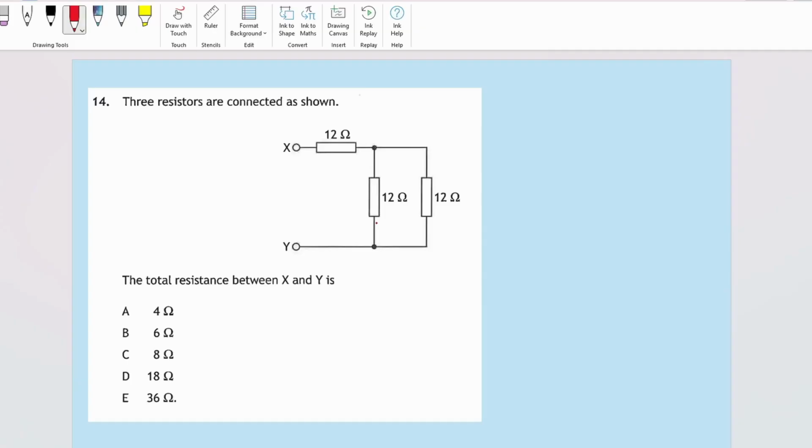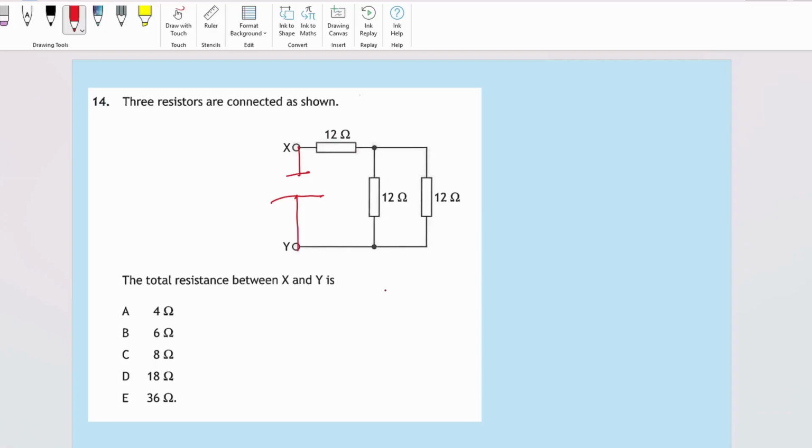Question 14 says 3 resistors are connected as shown. The total resistance between X and Y is. So people might think this looks complicated, but all it really is, if I put a cell in, it probably looks something like this. And now you can see that this is in series. Well, the electrons need to go through this resistor, and these two are in parallel.